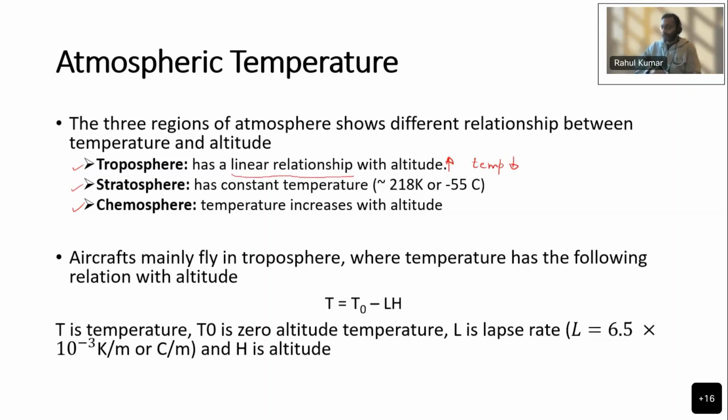In the stratosphere, the temperature is fairly constant. It is around 218 Kelvin or minus 55 degrees centigrade. Then in the chemosphere, the temperature starts to decrease with altitude.